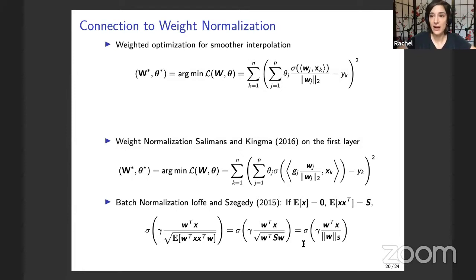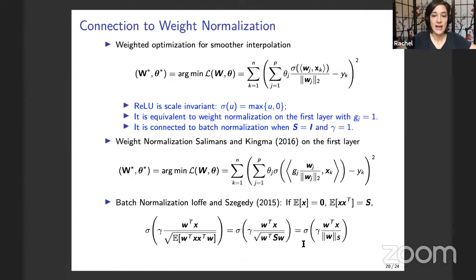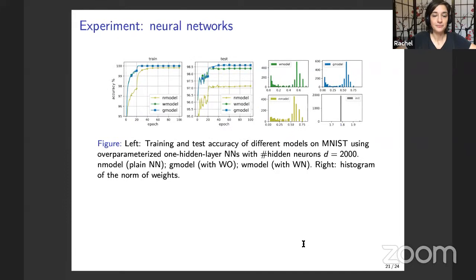So there's something there. There's an implicit reparameterization to bias towards smooth interpolations in neural networks in the form of these batch and weight normalizations. And this is just experiments on neural networks, just verifying that the generalization there is better when one has these reparameterizations.